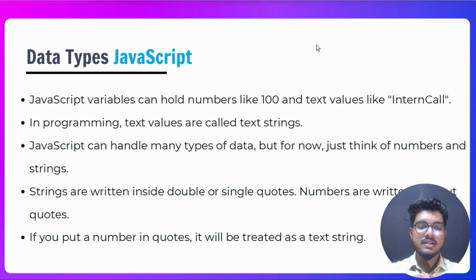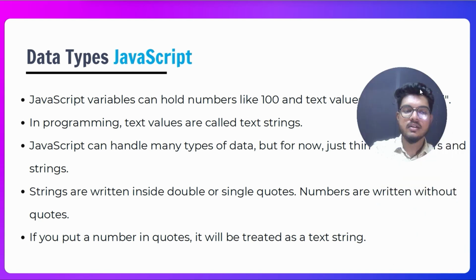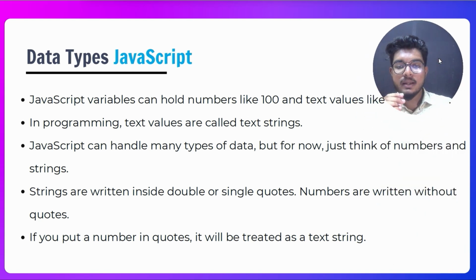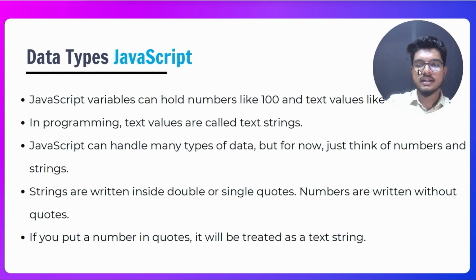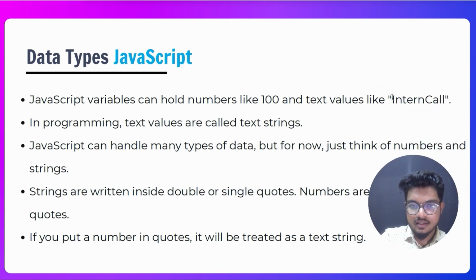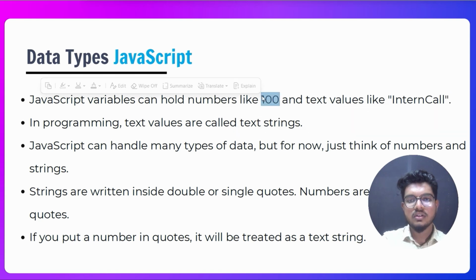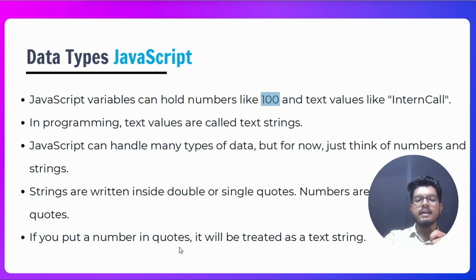JavaScript can handle many types of data, but for now we'll think of numbers and strings. While building projects, most probably you will use numbers, strings and boolean values in most cases, and we usually ignore other things. Strings are written inside double quotations or single quotations. Numbers are written without quotes. What I mean by this is the strings are written inside quotations and the numbers are directly written without quotations. If you put a number in quotes, it will be converted into a string. If I put 100 inside single quotations, then it will become a string automatically.